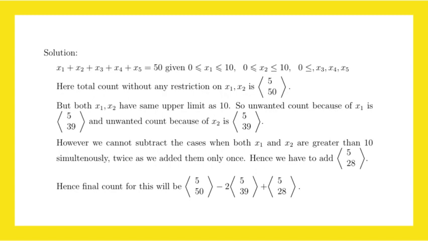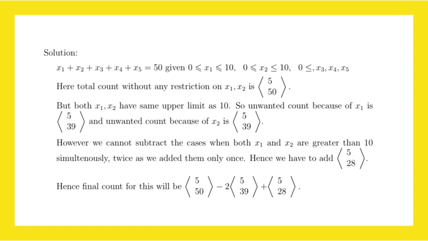Right? Now both x1 and x2 have the same upper limit 10. So for unwanted cases because of x1, we have to consider values of x1 from 11 onwards. So we subtract 11 from the RHS and get the answer. Unwanted cases for x1 will be 5 elbow 39, and similarly unwanted cases for x2 also will be 5 elbow 39 individually.